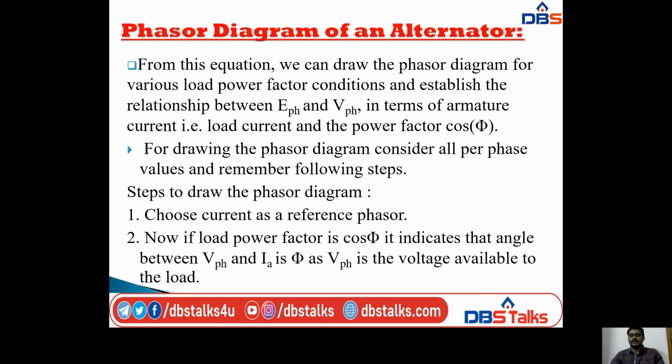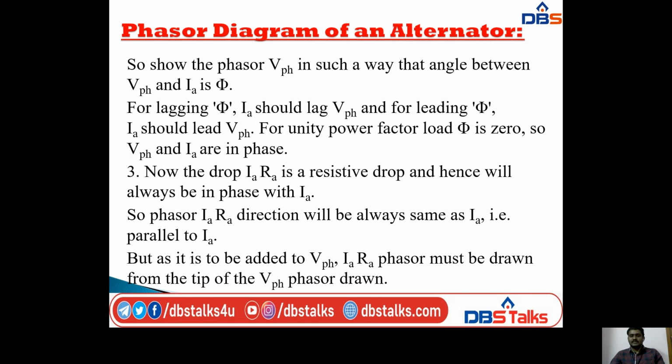Coming to the second step: if the load power factor is cos phi, it indicates that the angle between V phase and IA is phi, as V phase is the voltage available to the load. I already told this one. Here phi is the angle between V phase and IA.